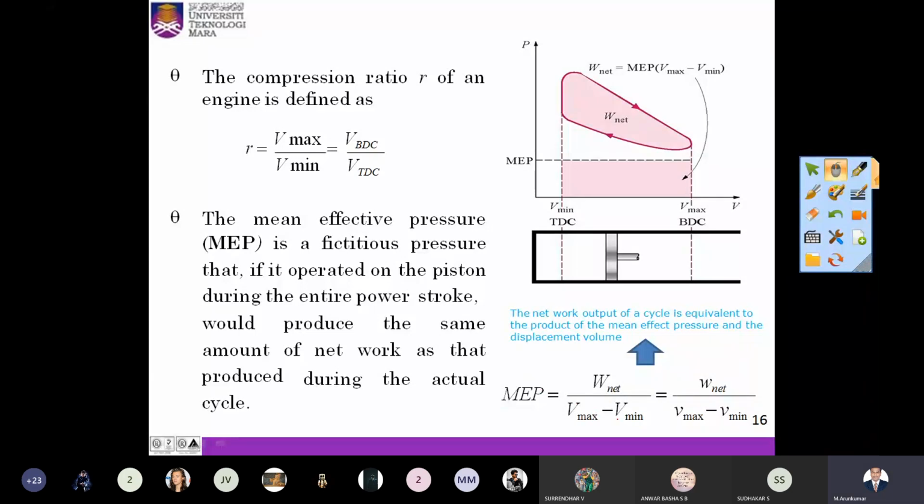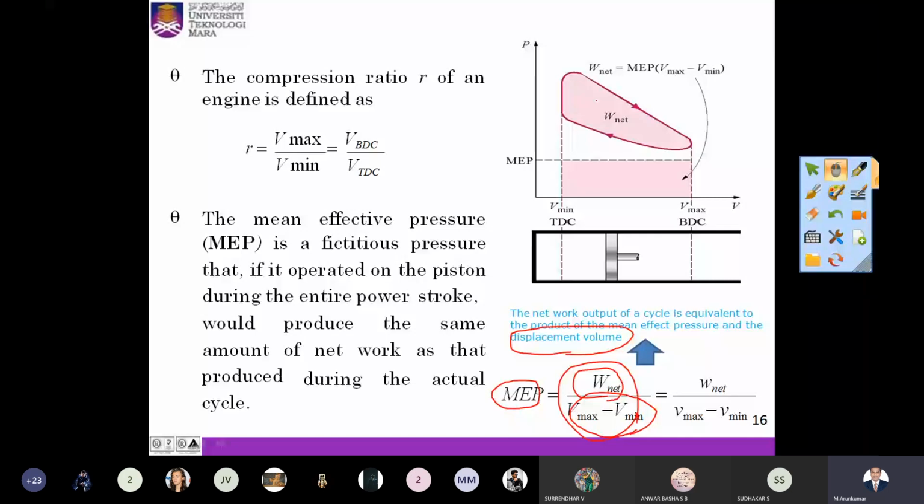So that is V max minus V minimum. That can also be written with capital letters as W net by V max minus V min, and also with small w net divided by small v maximum minus small v minimum. From these equations, the net work output of the cycle is equivalent to the product of the mean effective pressure and the displacement volume. This V max minus V minimum gives you the displacement volume, and you know how to calculate it. So displacement volume times mean effective pressure gives you W net. We can rewrite the equation as W net is equal to displacement volume dV into MEP.